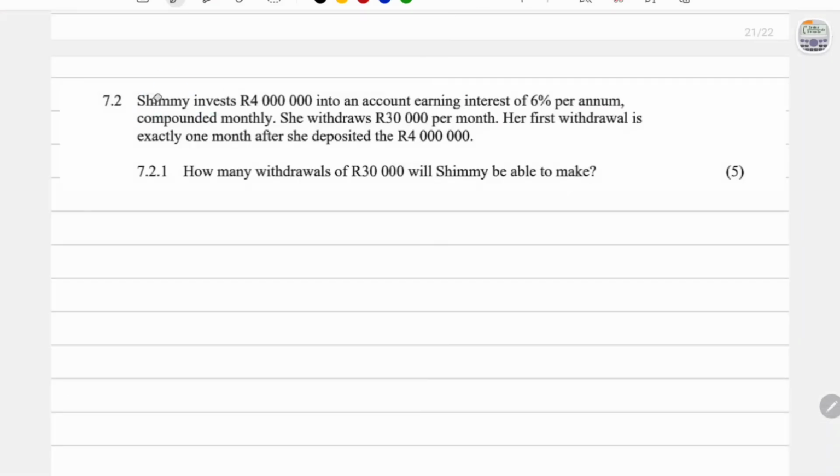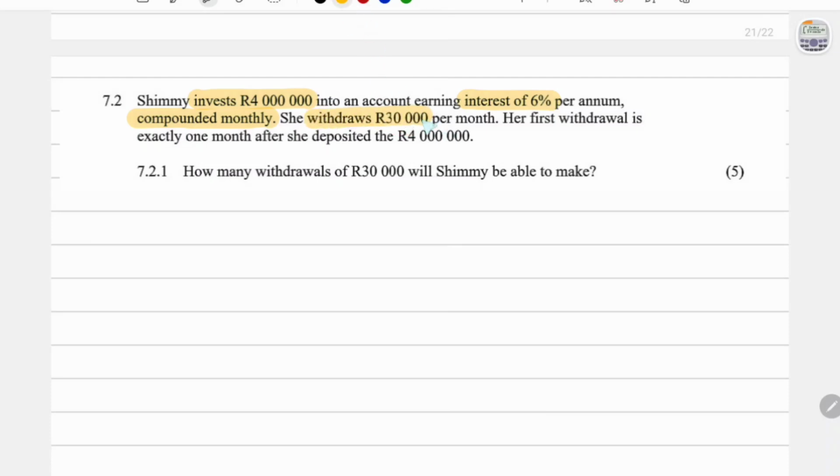Okay, so we're on 7.2, and 7.2 says, Shimi invests 4 million rand into an account earning interest of 6% per annum compounded monthly. Okay, so she invests this amount, right? And the interest rate is 6% and it is compounded monthly. She withdraws 30,000. So she takes this amount out, withdraws 30,000 per month.